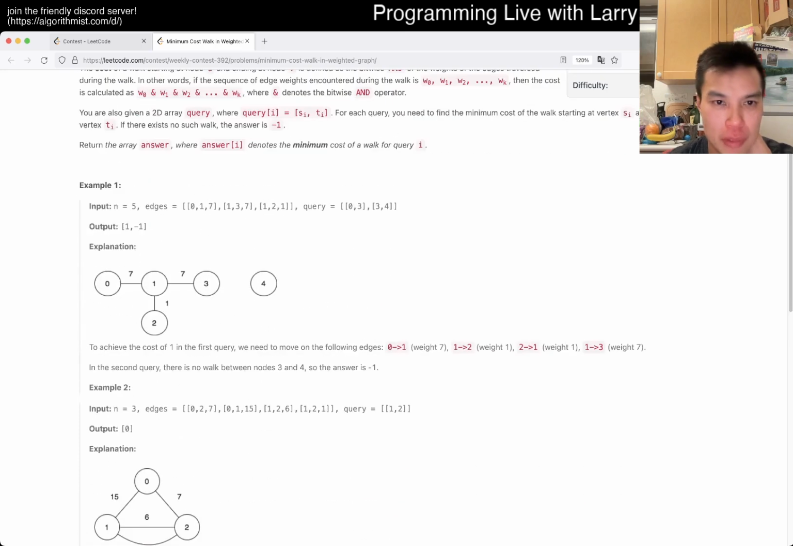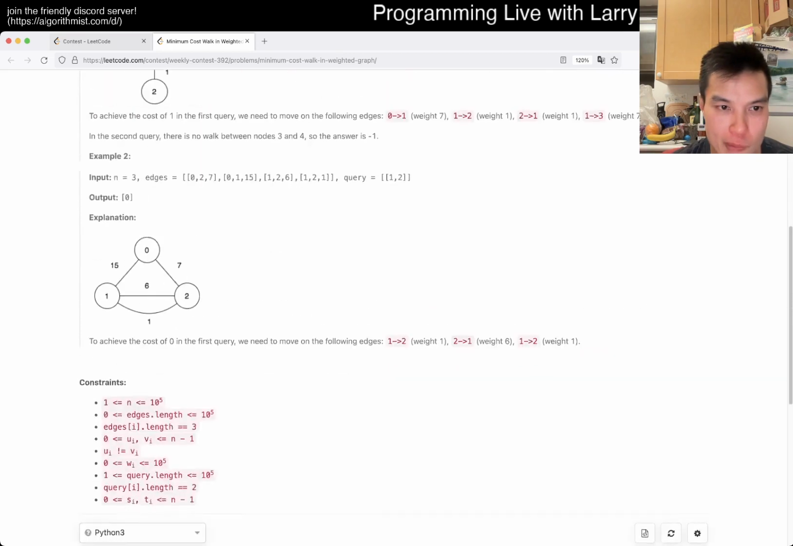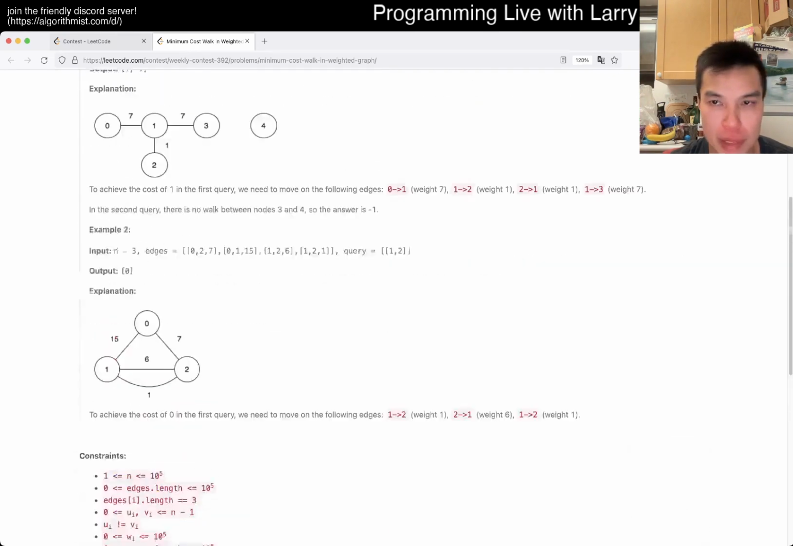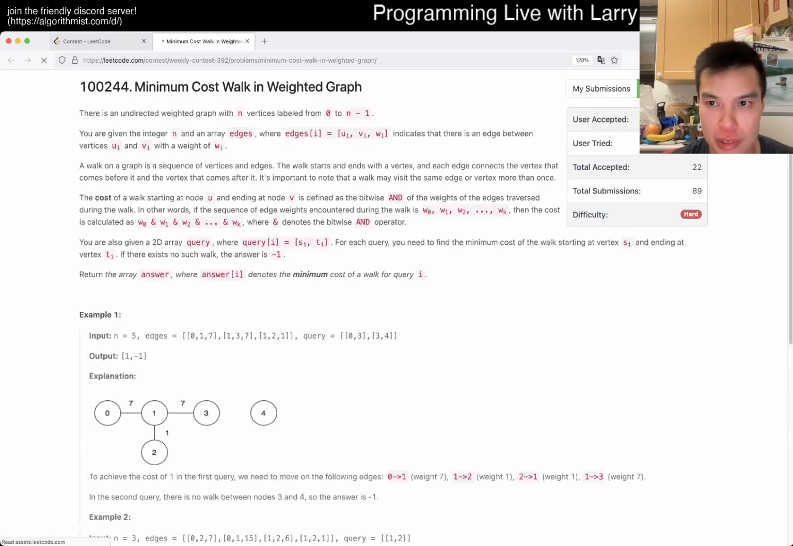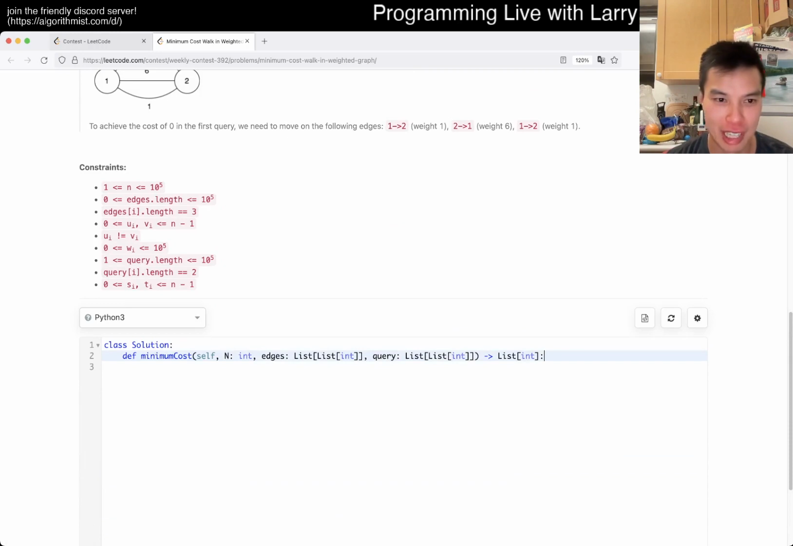Okay, so this is a little bit weird one. 0 to 1 is 7. Alright. 0 to 3. So basically it's just graph connectivity, right? So it's not that bad. Okay, you could solve this, Larry. You're not that much of a dumb today, maybe. I don't know.